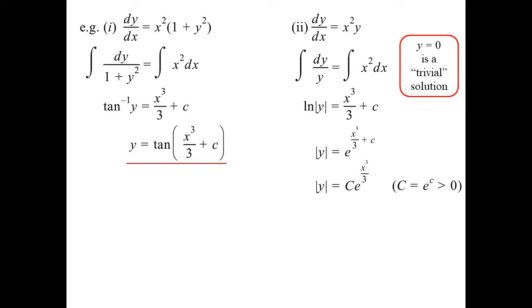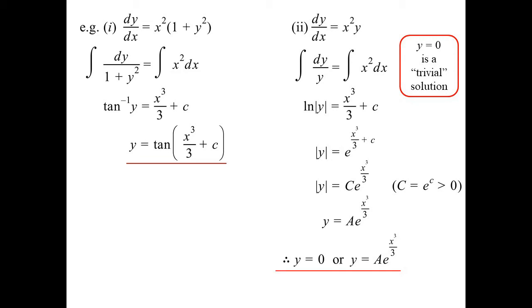So when I go here, notice I've changed it from C to A, and the reason being is that C is a positive number, because e to the power of c has to be positive. But if it's the absolute value of y equals that, and I now write it with another constant, that constant could be negative. Is it that big a deal? Yeah, probably not. So we actually have two possible solutions for this one.